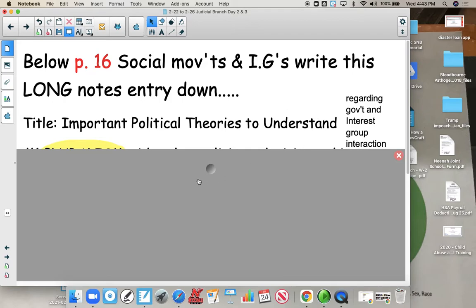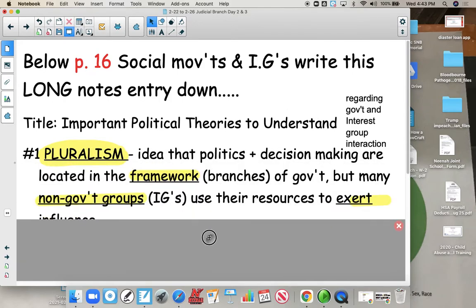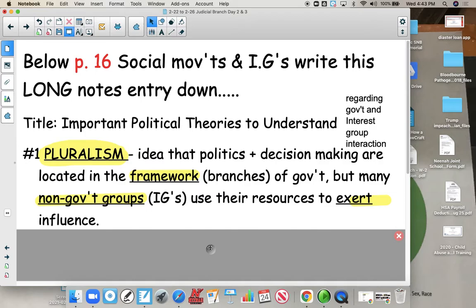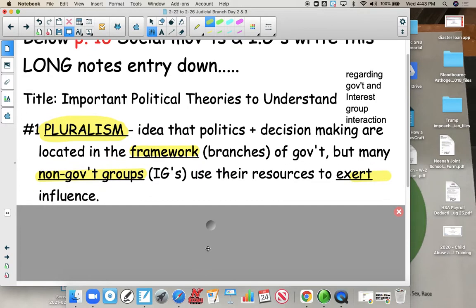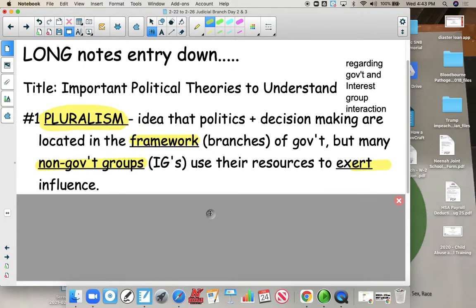All right, I know that's a lot. We'll start with theory number one. Theory one is pluralism. This is the idea that politics and decision making are located in the framework of our three branches of government. Whether it's the judicial, executive, or legislative branch, there are many areas where interest groups can get involved. We know that non-government groups, interest groups, can use their resources to exert influence, whether it's voting or using money to influence campaigns.